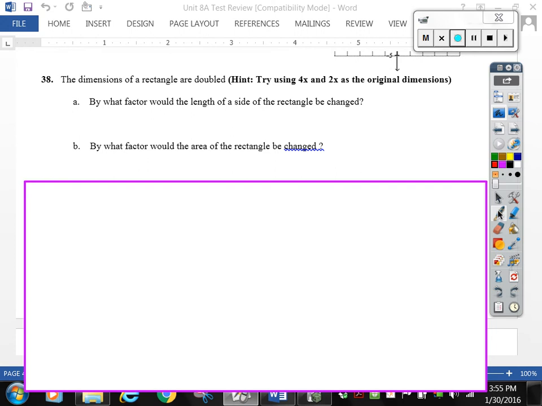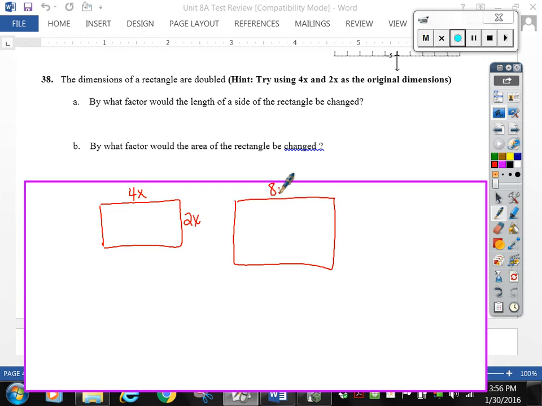Okay, now I have a rectangle, and I want to know what happens to my rectangle when I double the units. So we're going to use 4x and 2x as the length and width. So if I double the length and width, my new rectangle would have 8x as the length and 4x as the width. So what happened to the length of my sides? They were doubled. So the length of my sides doubled.